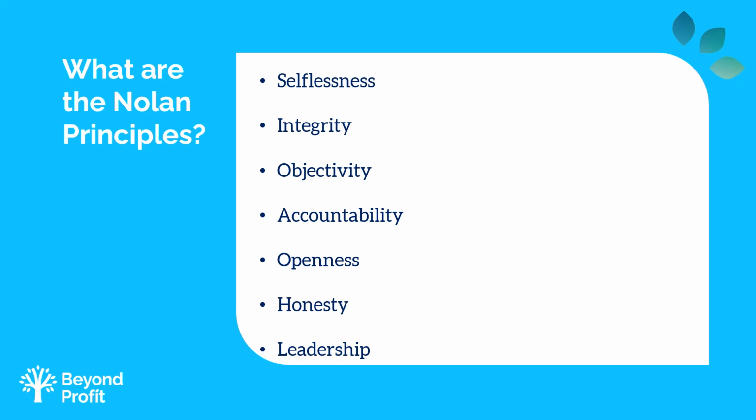Objectivity. Holders of public office must act and take decisions impartially, fairly, and on merit, using the best evidence and without discrimination or bias. So this links to trustees acting with reasonable care and skill, and again acting in the charity's best interests.